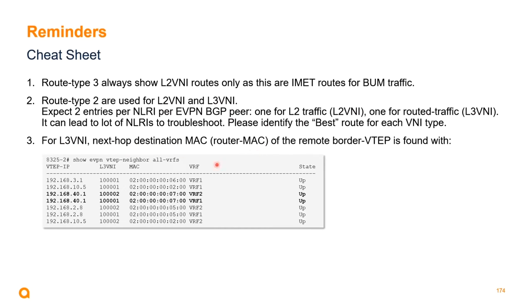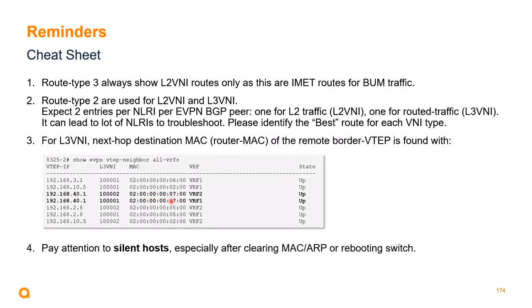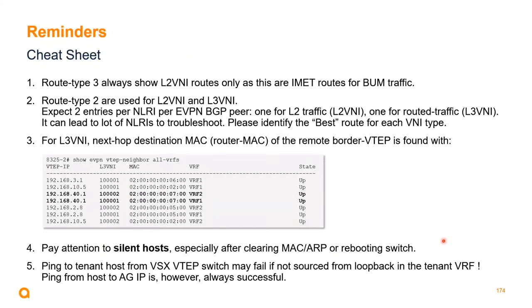Pay attention that the next hop destination MAC, again, must be consistent. If you see differences between VTEP and the router MAC, there is an issue somewhere with the route map. Pay attention to silent hosts as well, especially when you are clearing the MAC or rebooting a switch where those entries reboot. You may have some delay when the hosts are replying.